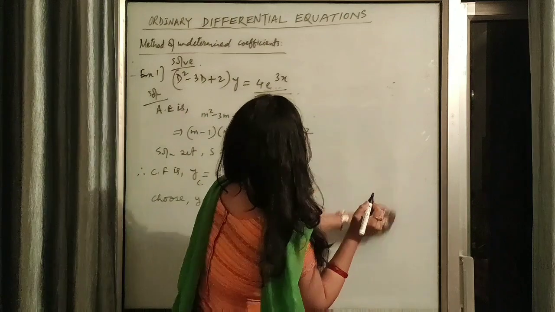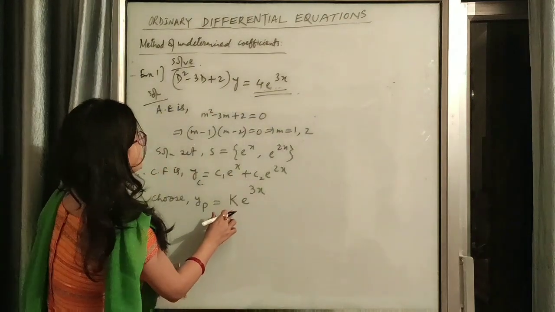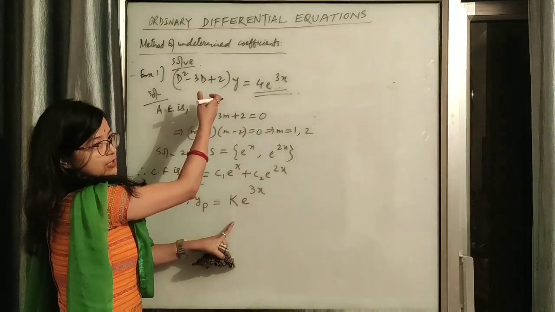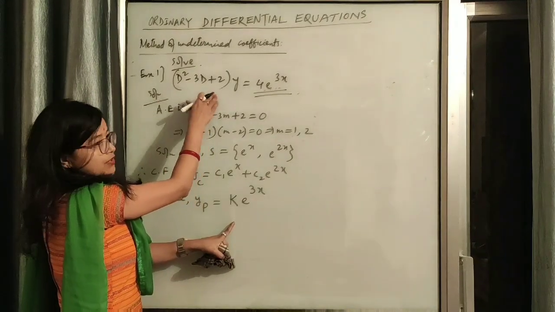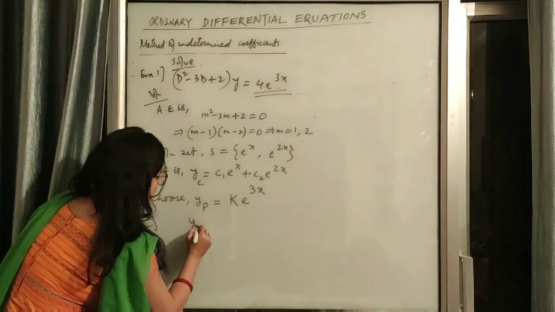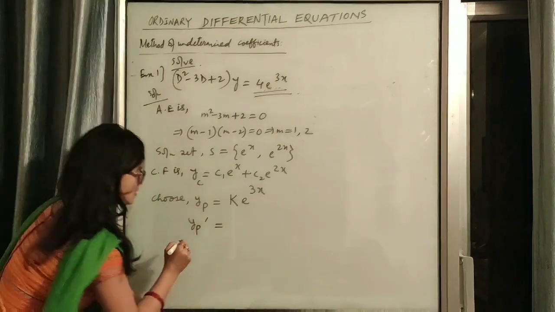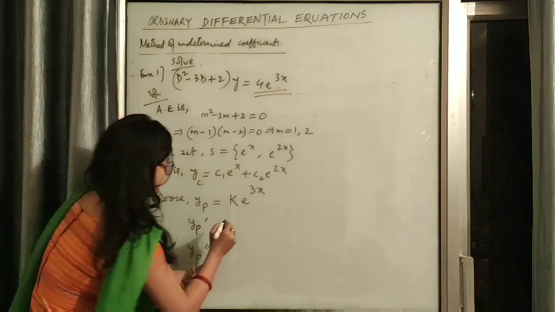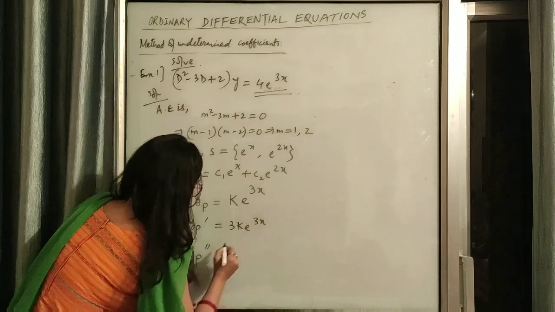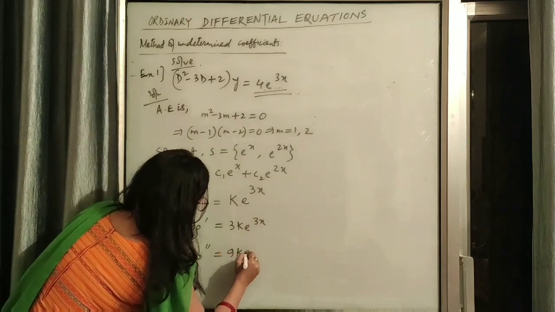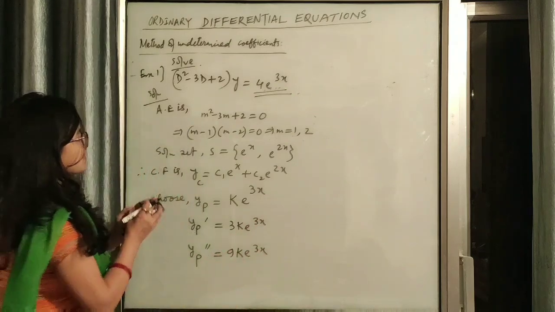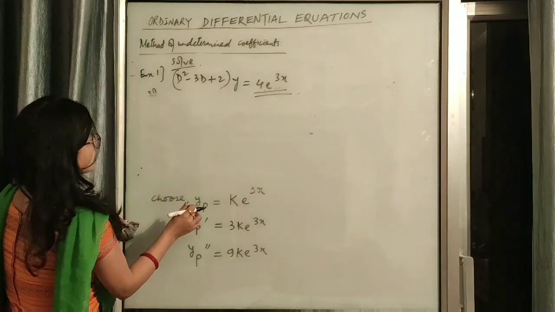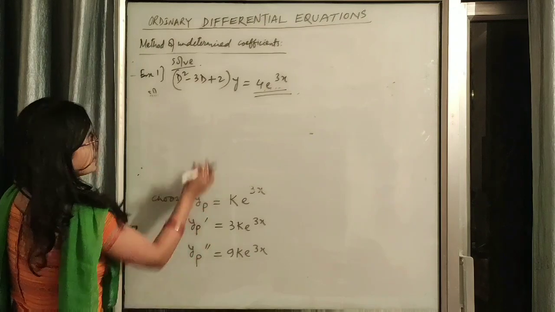Now we have to evaluate this unknown constant k. For that, we will put the yp in the given differential equation. As you can see, it is a second order differential equation, so we have to find the first order derivative of this yp as well as the second order. So the first order derivative will be 3k e^(3x), and the second order will be 9k e^(3x). Now we will put this yp dash, yp double dash in the given differential equation.